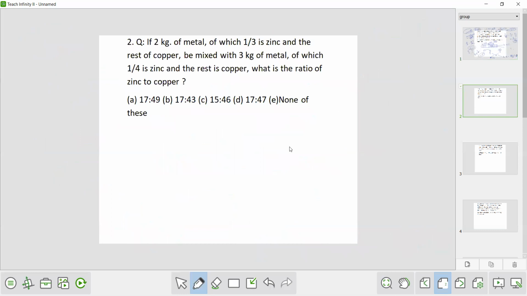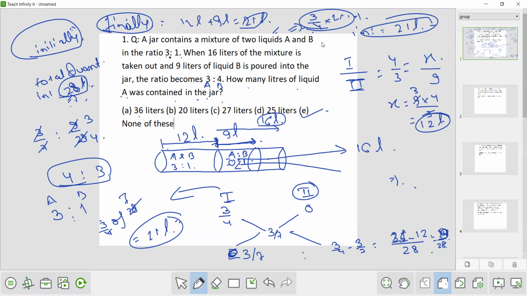Let us move to the next question. Question number 2. See, the previous question was of the mains type. You will not find this question in the pre-exam. But we have to clear all the concepts related to mixture and alligation, so I have taken such questions. There the whole concept should get cleared.